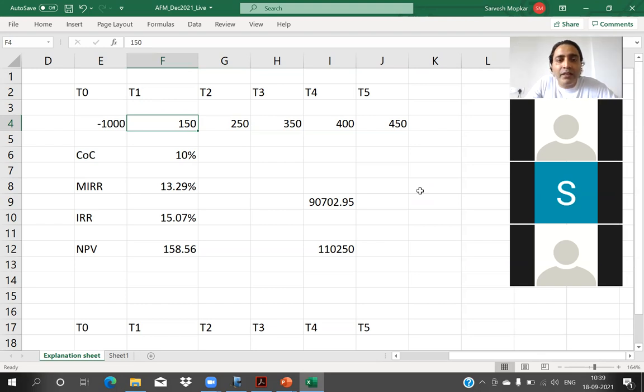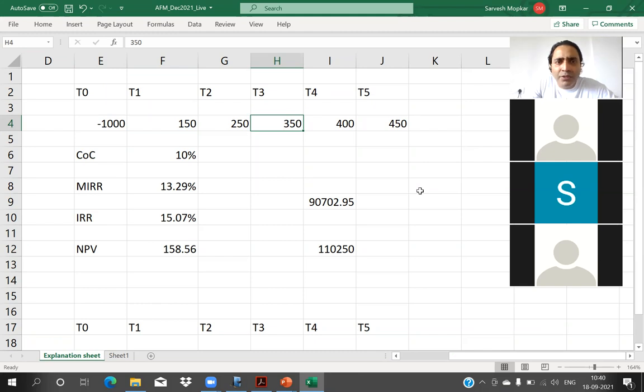So I tell you, nahin, these are the real cash flows. Ye inflation adjusted nahi hai. These are in current terms. Matlab aaj ka 150 hai ye. ये आज का 250 है, ये आज का 350 है.